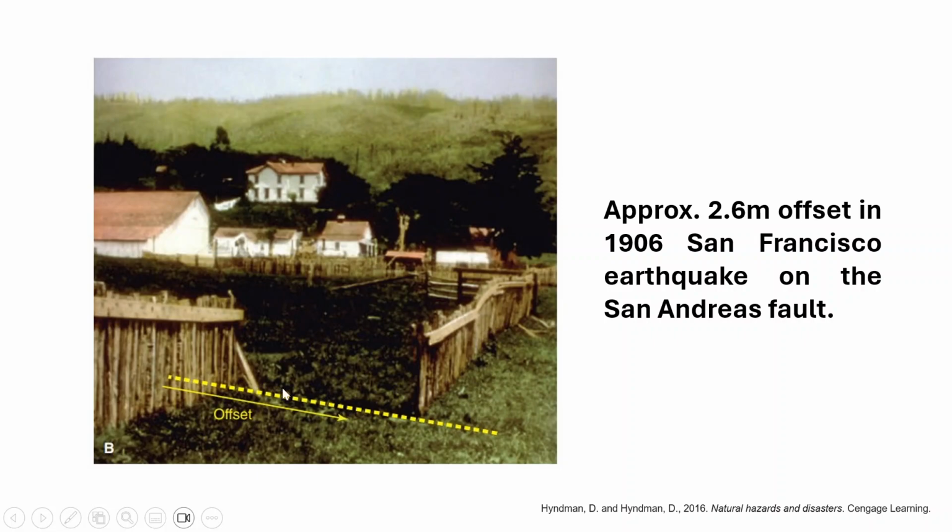So based on this itself, you can tell where the fault line is, right? This fence has moved in this direction, this fence has moved in this direction. So the fault line will be somewhere along where the yellow line is. Approximately 2.6 meters, which is not a small thing, right? On the surface you can see that change. That much change happened in the case of the San Francisco earthquake in 1906, when the earthquake happened on the San Andreas fault. The San Andreas fault is also an example of a transform plate boundary.